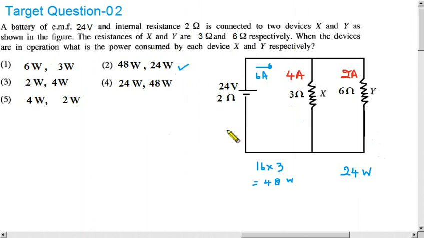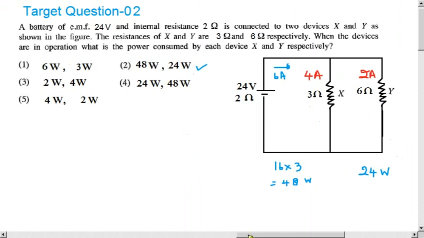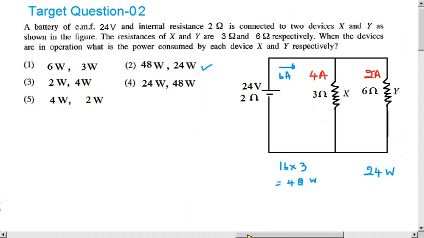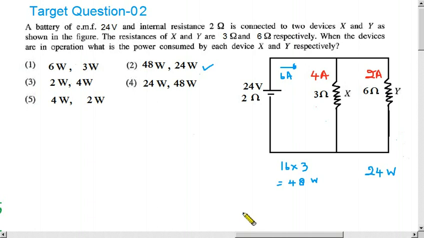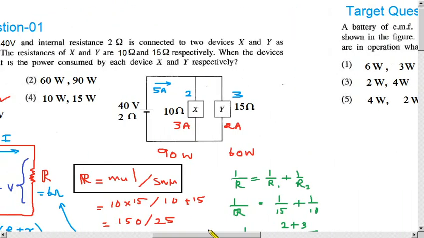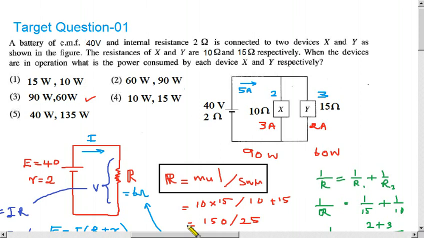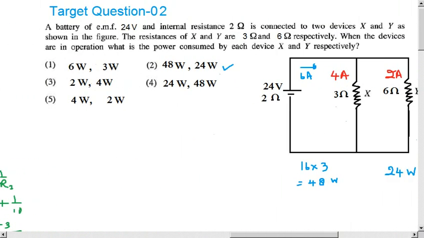Respectively, the power consumed by each device X and Y is 48 and 24. That is the answer. So what happened to your answer? If it is correct, you are good. If it is wrong, you have to do more exercises. Again you have to do the first one, get some practice, and then come to this one, then you will be okay.